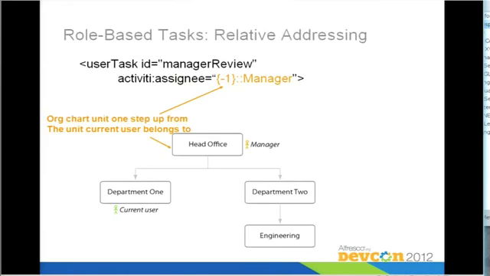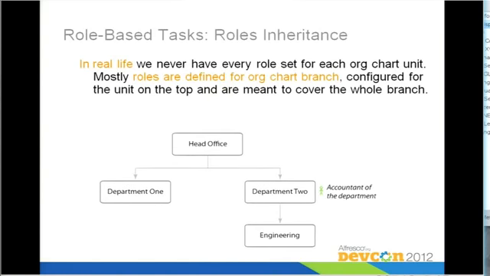Another example, imagine we need to use a role not from the current unit, but from the unit one step above. So in this case, for a user from department 1, we need approval, for example, from the manager from the head office. Then we use -1 in curly braces.